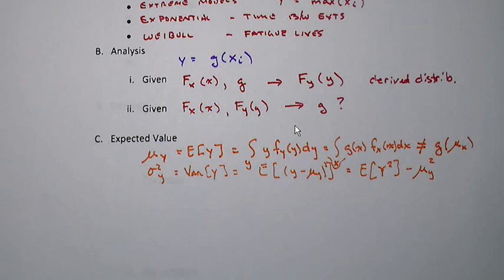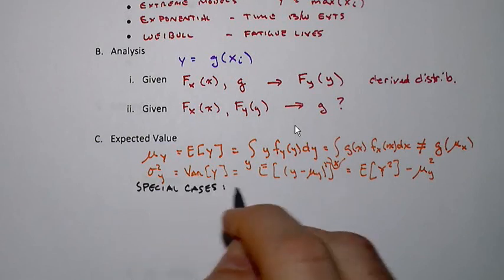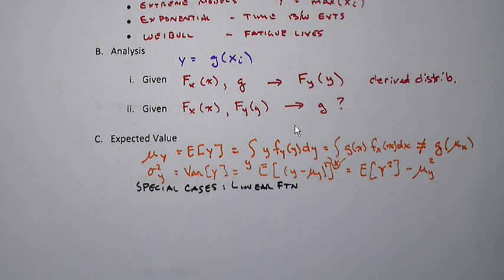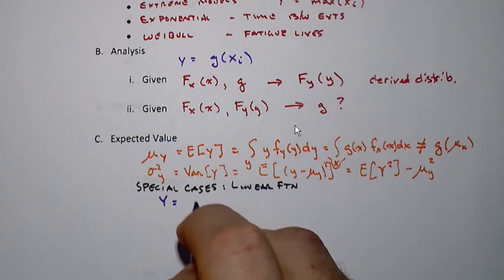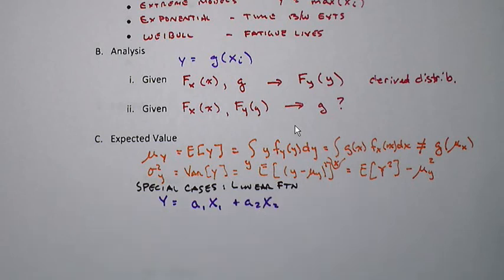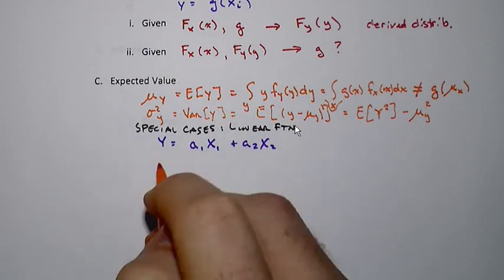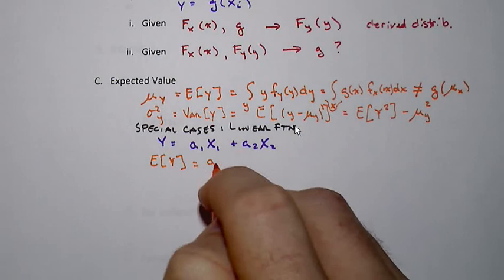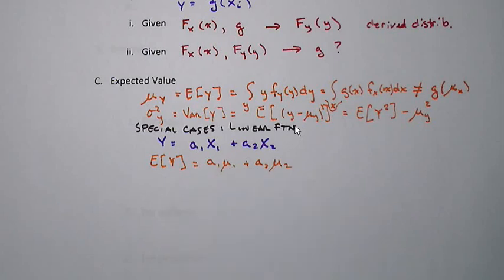So let's go back and take a look at one of these special cases, and that is that g is a linear function. And so we'll let y be equal to the sum of two random variables that have a constant in front of them, a1 x1 plus a2 x2. Right, and then the expected value of y in that case will be just a1 times mu1 plus a2 times mu2, where mu sub 1 is the mean or expected value of x1, right?